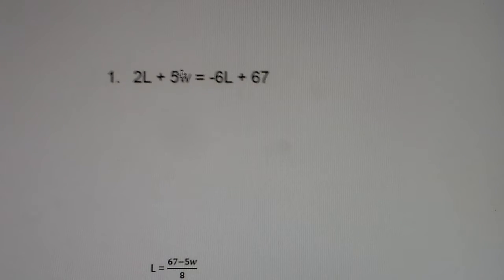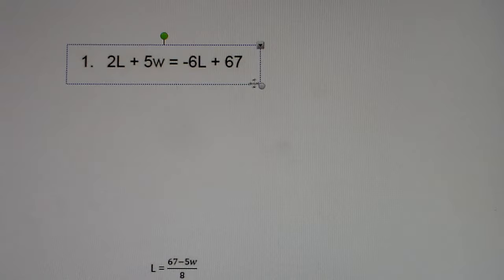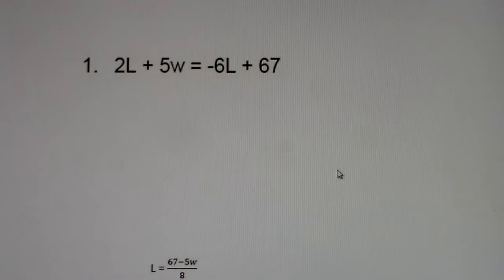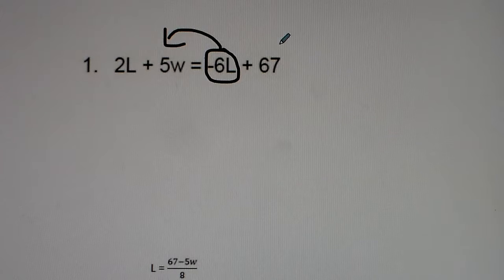So we have problem number 1, 2L plus 5W is equal to negative 6L plus 67. Now our goal is to get L's all to one side and then isolate all the other variables and numbers to the other side. So something I notice here is we have an L on the left hand side of the equal sign and an L on the right hand side. So what we're going to do, we're going to try to get this L, this term, over to the other side. And we practice that by using inverse operations.